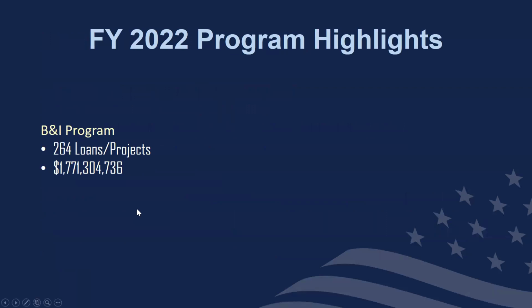So just to give you an idea of what we have done in the B&I program alone, we had 264 loans or projects last year for approximately $1.7 billion. So it is a very robust program. We do a lot of projects nationwide within the B&I program. Now, we also mentioned that we were going to talk about our Rural Economic Development Loan and Grant Program, commonly referred to as our REDLG program. We can go to the next slide.